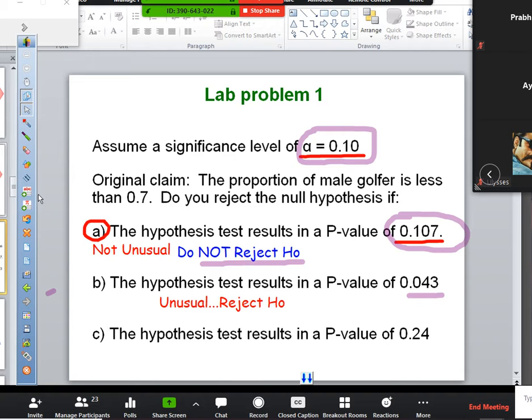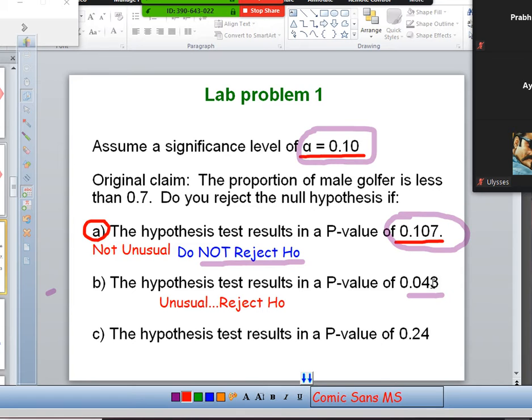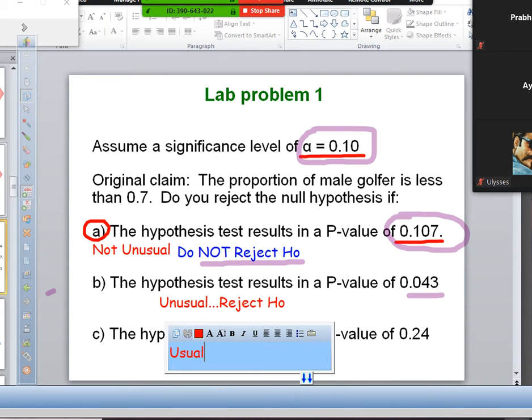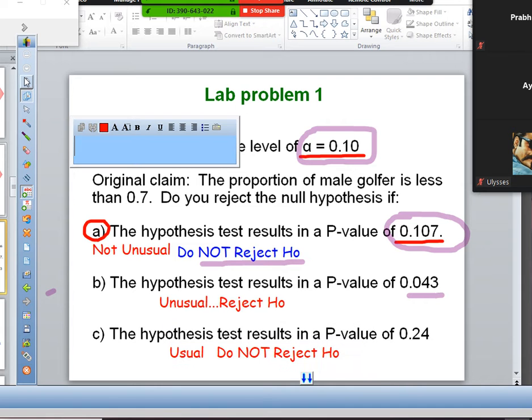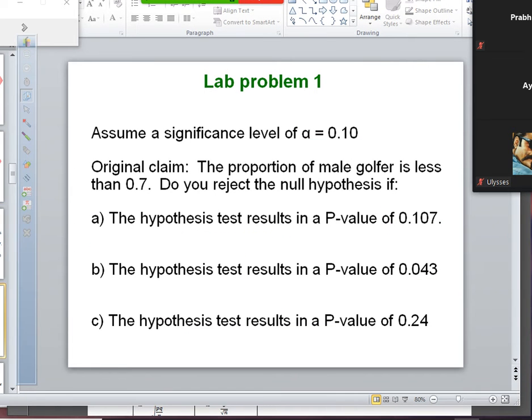So then this last one, my p-value is, so Samantha, Sam, what would we do here? Would we reject H naught or not? First of all, is 0.24 unusual or not? Tell me that. It's usual. Yep, it's usual. So am I going to reject H naught or not reject H naught? Not reject it. Yep, exactly. Do not reject H naught because we've got something usual, typical. Okay, good. All right, so we're going to go ahead and move on to the next part.